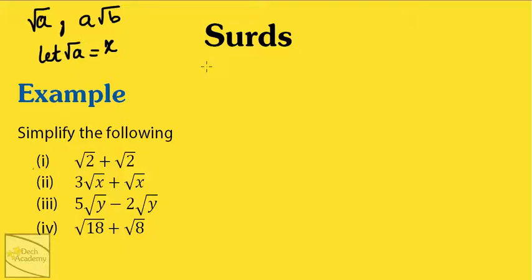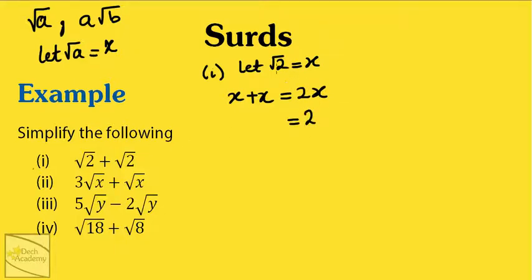So let's start with the first one. So we have the square root of 2 plus the square root of 2. So what I'm going to do is just say let the square root of 2 be equal to x. So the problem is therefore x plus x, which is 2x. So my answer is 2, and what is x? The square root of 2. So the answer is 2 root 2.